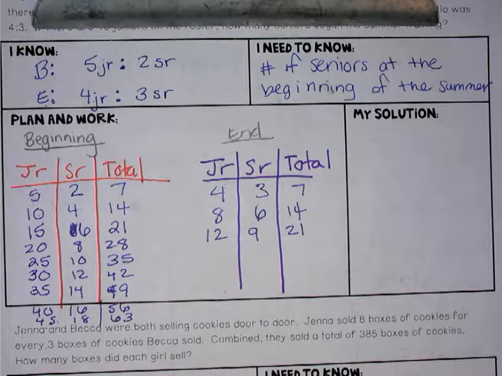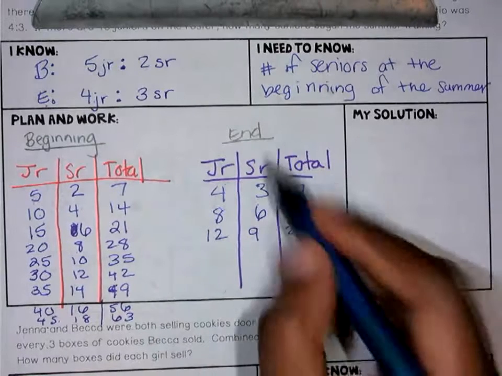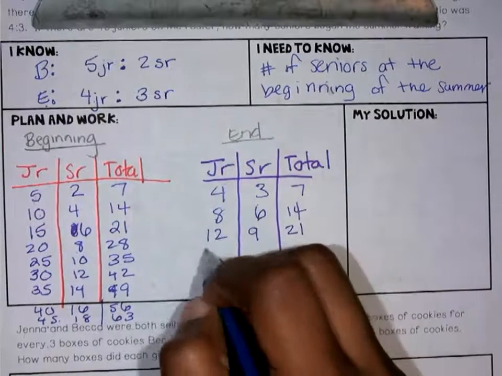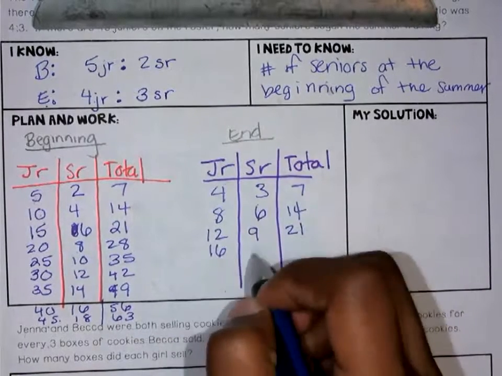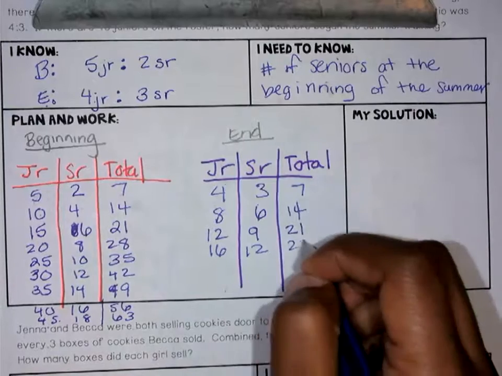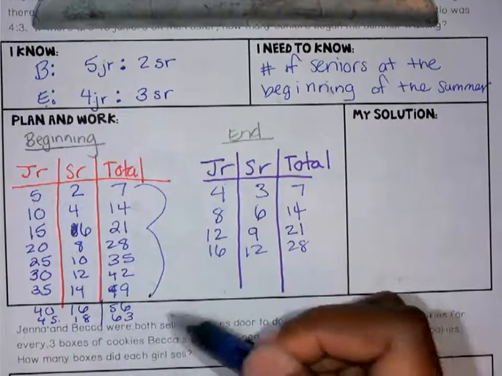You're not going to hit 48 at the beginning. So let's go back to this chart. We're going up by 4, so this is 16. This is going up by 3, which is 12, and we should get the same. You're getting the same totals that you had over here.